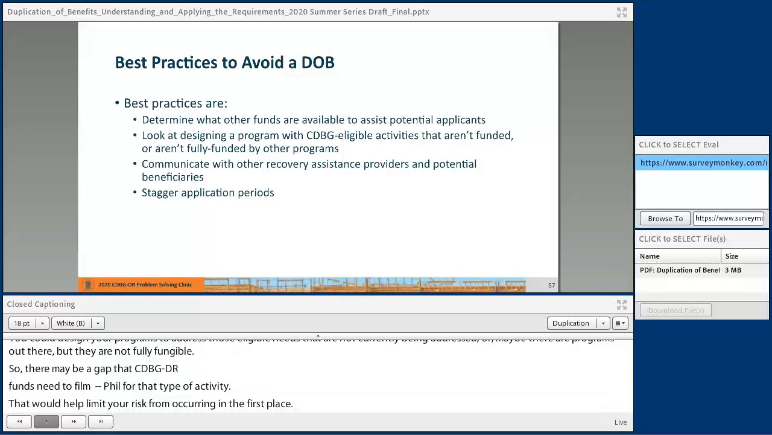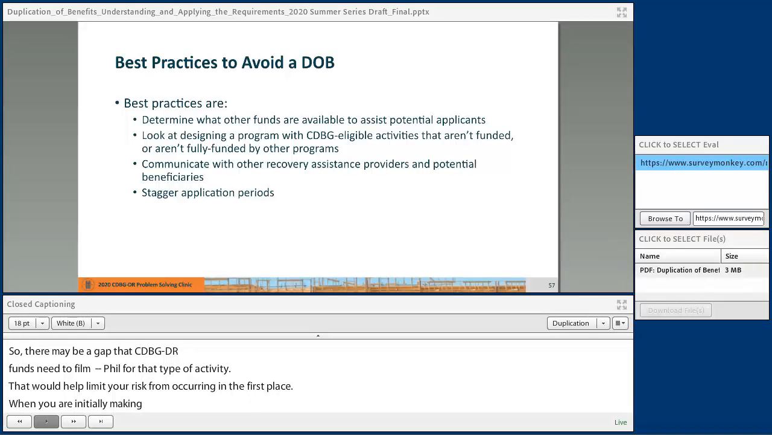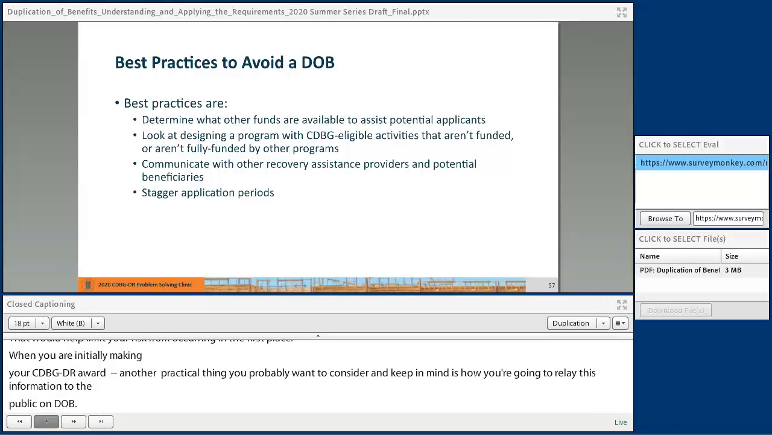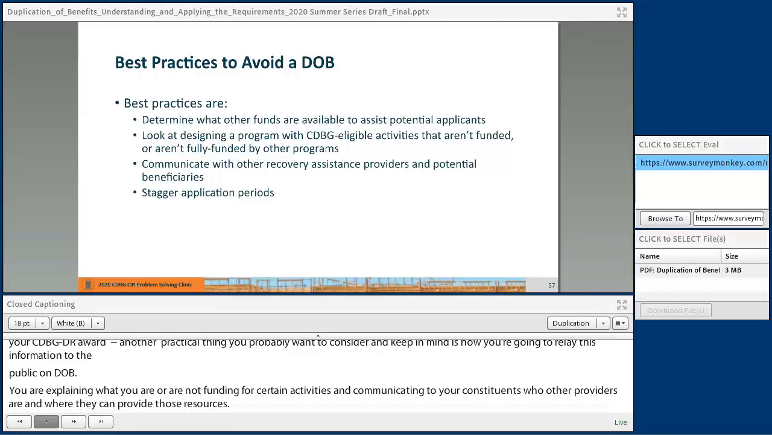Another practical step that you probably want to consider and keep in mind is how you're going to relay this information to the public on DOB, explaining what you are or aren't funding for certain activities, and then communicating to your constituents who other providers are and where they can find those resources. This communication and education is really going to be helpful to help your constituents find resources to meet their needs. And another practice that you guys can do is you can stagger your applications for your activity periods.